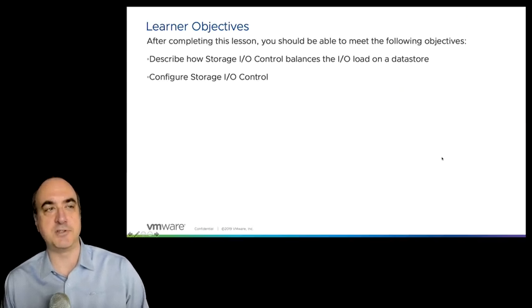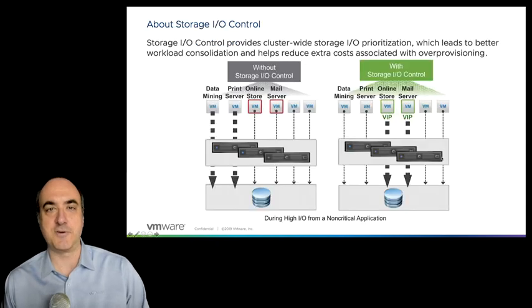We'll have you be able to describe what storage I/O control is and how it balances the I/O load onto a data store, and also show how to configure storage I/O control. So let's first take a look at what it is like for a collection of ESXi servers, even a cluster of ESXi servers, where they're all trying to access the same data store. That's our example on the left.